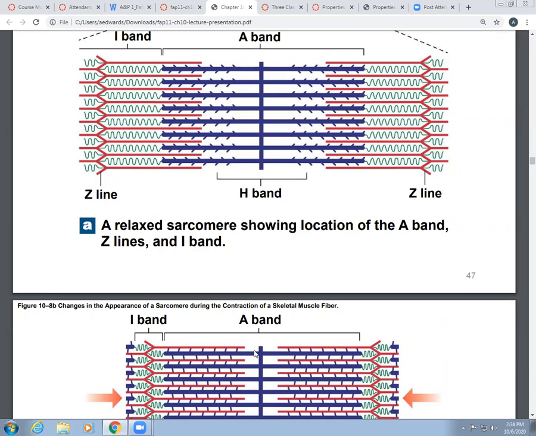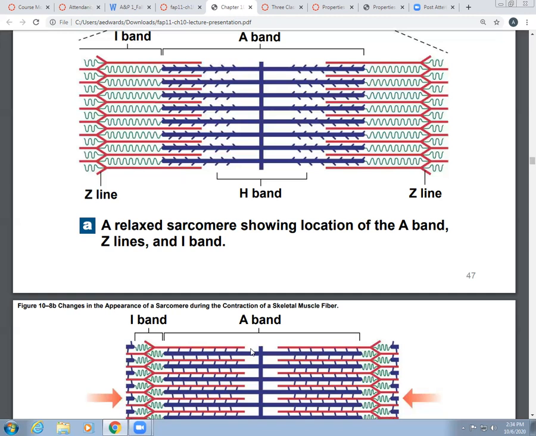Okay. So does everybody see how when you contract, your Z lines get closer together? Does that make sense? Okay, when you contract, does it make sense that you get more overlap of the thick and thin filaments? Does that make sense? Okay, if it doesn't, tell me. Does it make sense that your H band would get smaller because your overlap got bigger? Does that make sense?